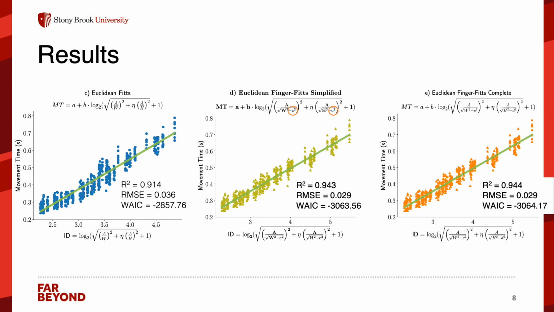The Euclidean finger Fitts law, which considers W and H to have the same ambiguity, performs almost identically to the one that considers ambiguity separately in the W and H directions. We conclude that since the simplified Euclidean finger Fitts model has fewer parameters, this is the best model we have.